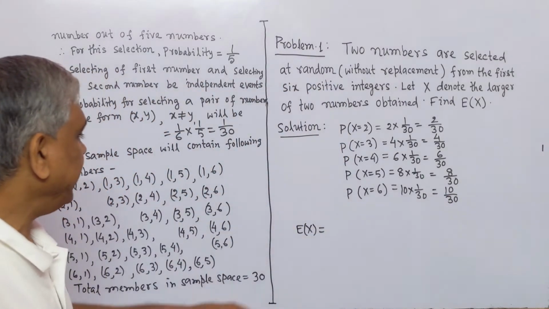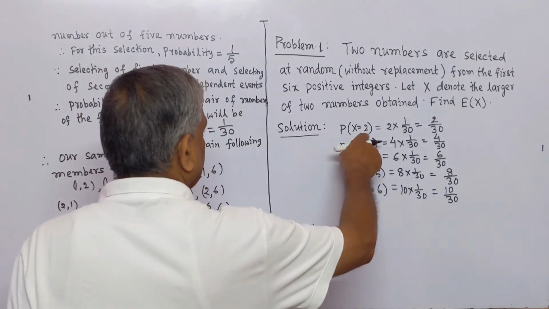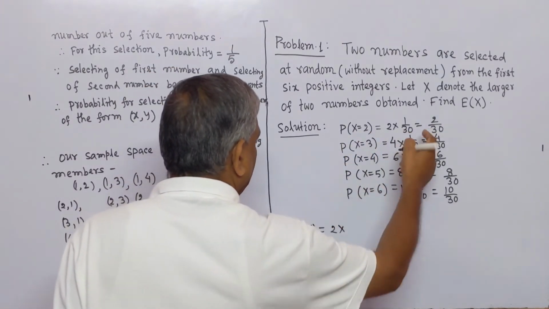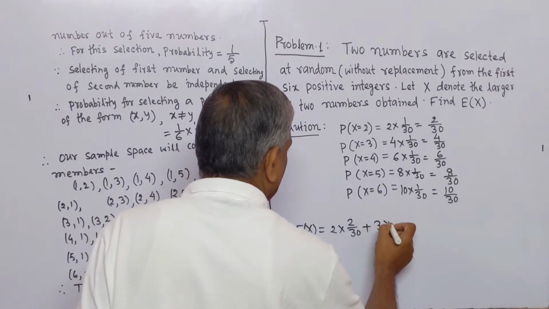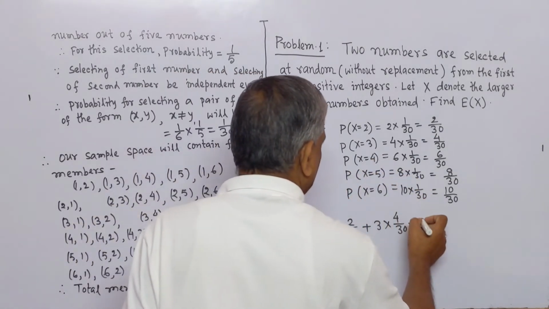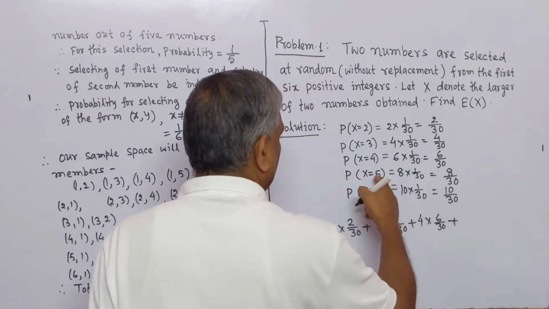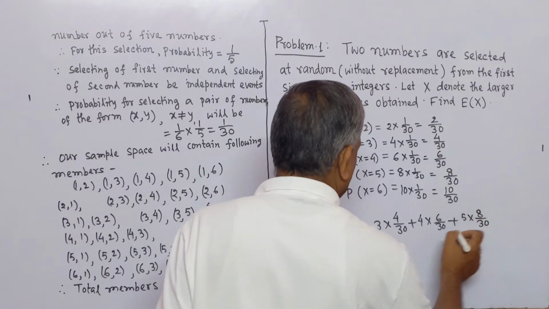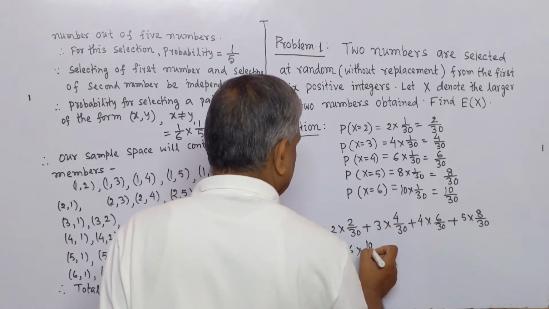Now we have to find the expectation of X. So first we write the value of the random variable 2 multiplied by its probability 2 by 30, plus the value of the random variable 3 multiplied by its probability 4 by 30, the value 4 multiplied by its probability 6 by 30, the value 5 multiplied by its probability 8 by 30, plus the value 6 multiplied by its probability 10 by 30.